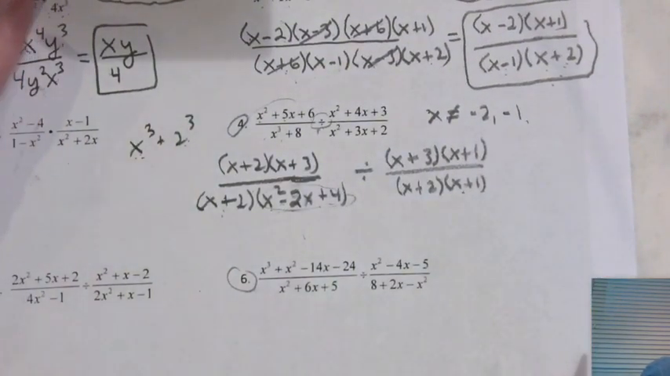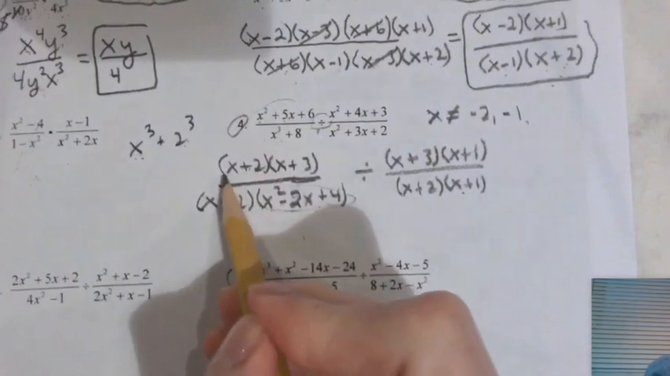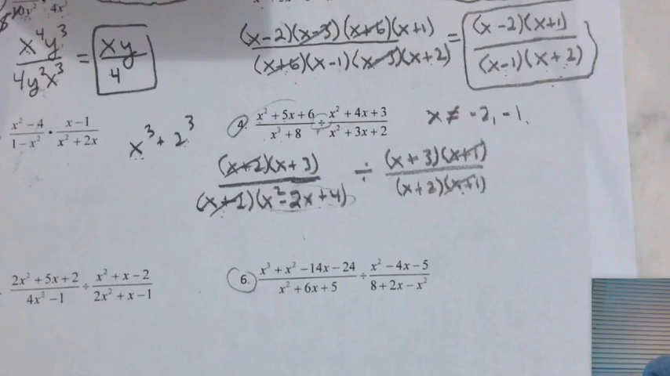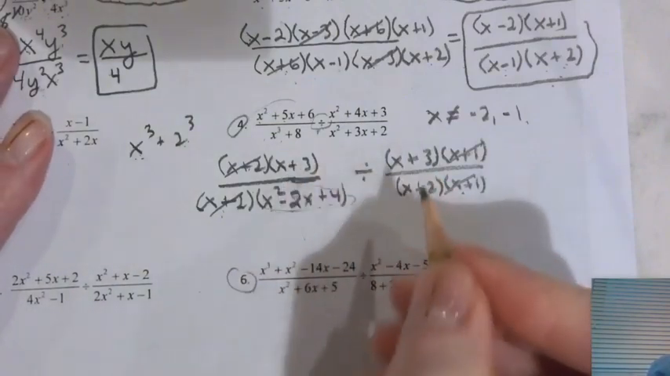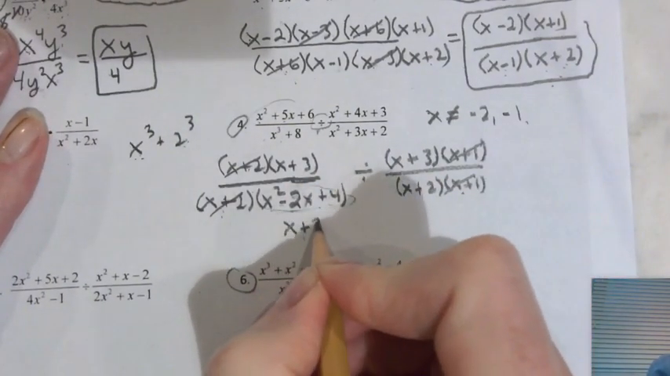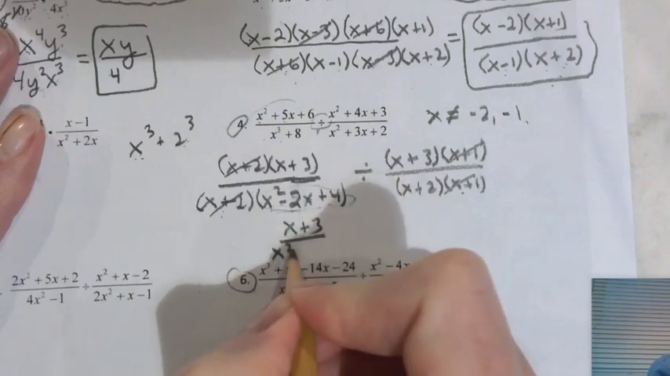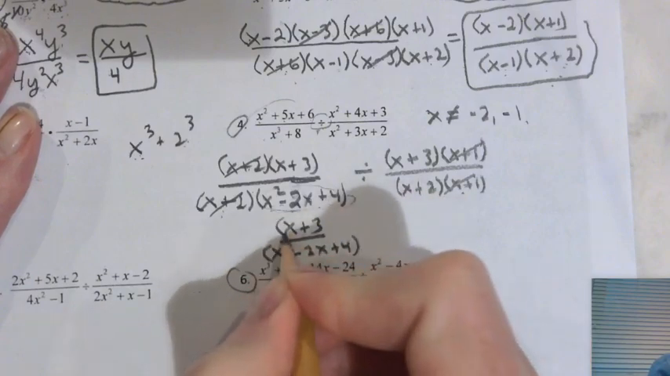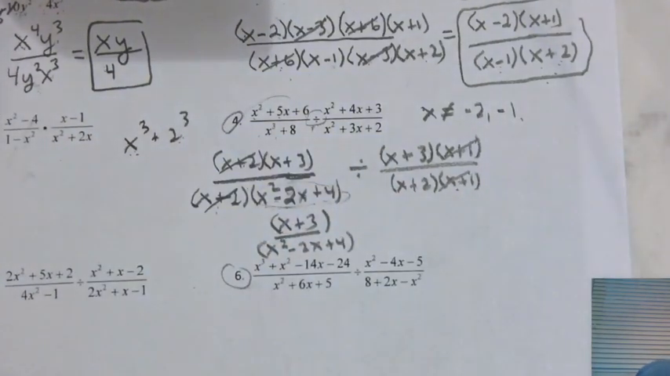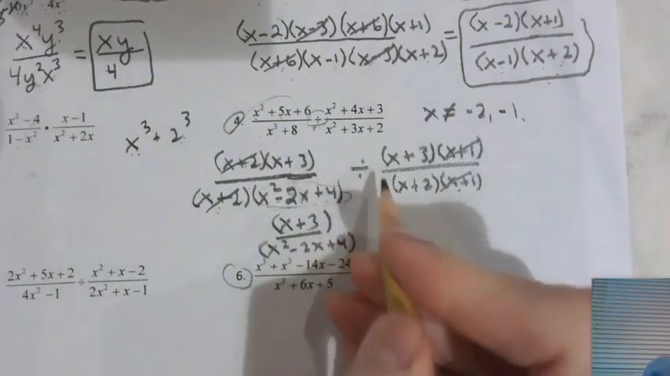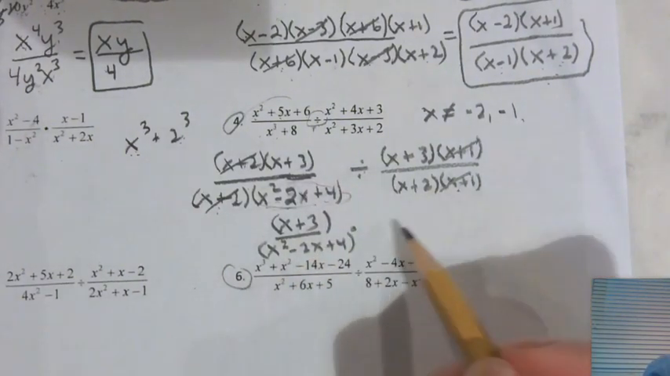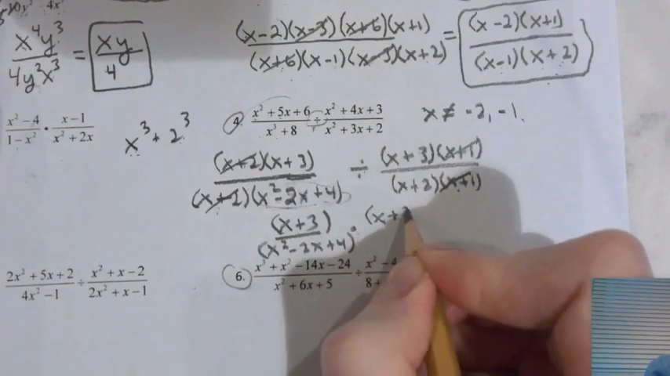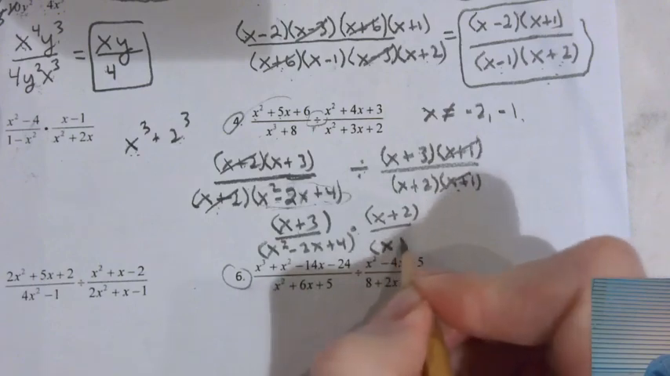Okay, so now we can actually cancel these two right now. Okay, and then what we have is x plus 3 divided by x squared minus 2x plus 4. And then instead of dividing, we're going to multiply. But when we multiply, we flip this fraction. So that's going to be an x plus 2. And then here we've got an x plus 3.